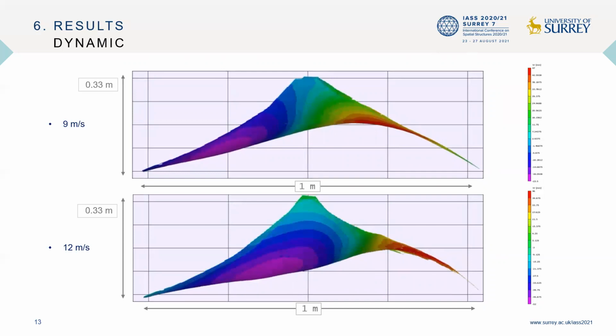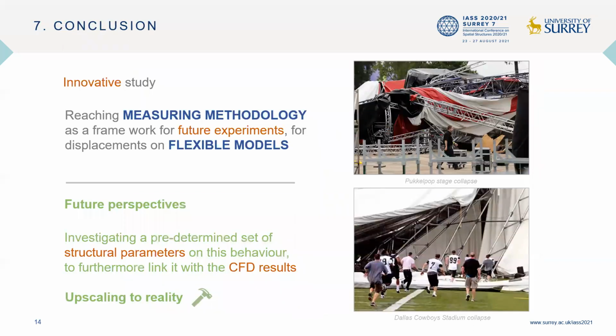Fluctuations of different orders could be well perceived in between the different pictures, going from 1 until 10 millimeters. This proved the precision of the system as well as the setting which was built for it. So as a conclusion, a DIC measuring methodology has been reached as a framework for future experiments on the wind behavior of membrane structures concerning the displacements on flexible models.